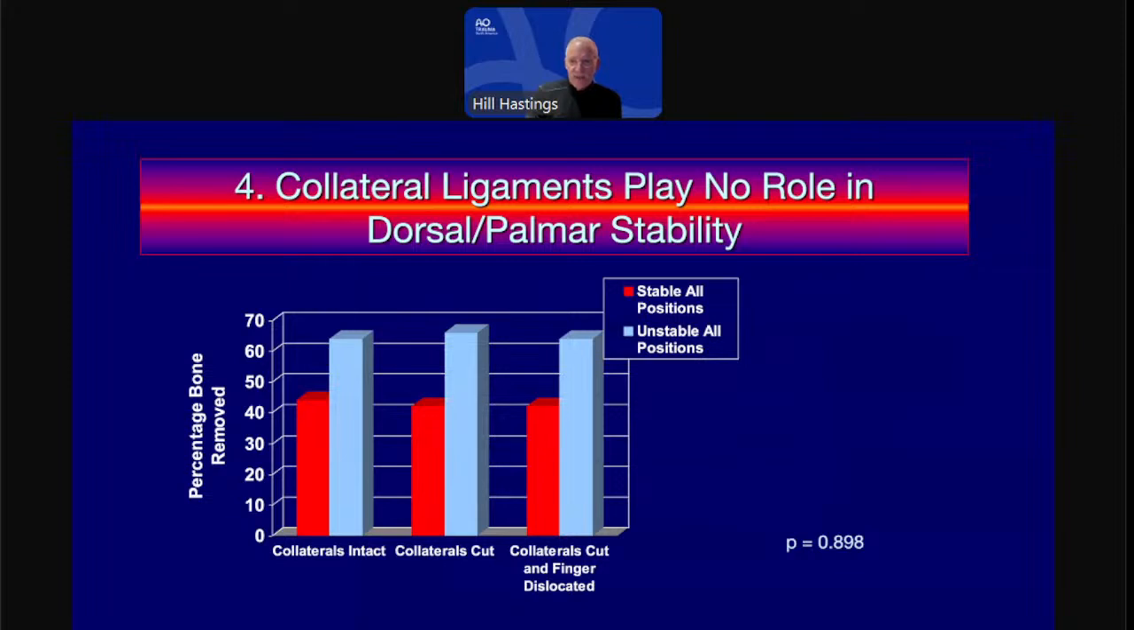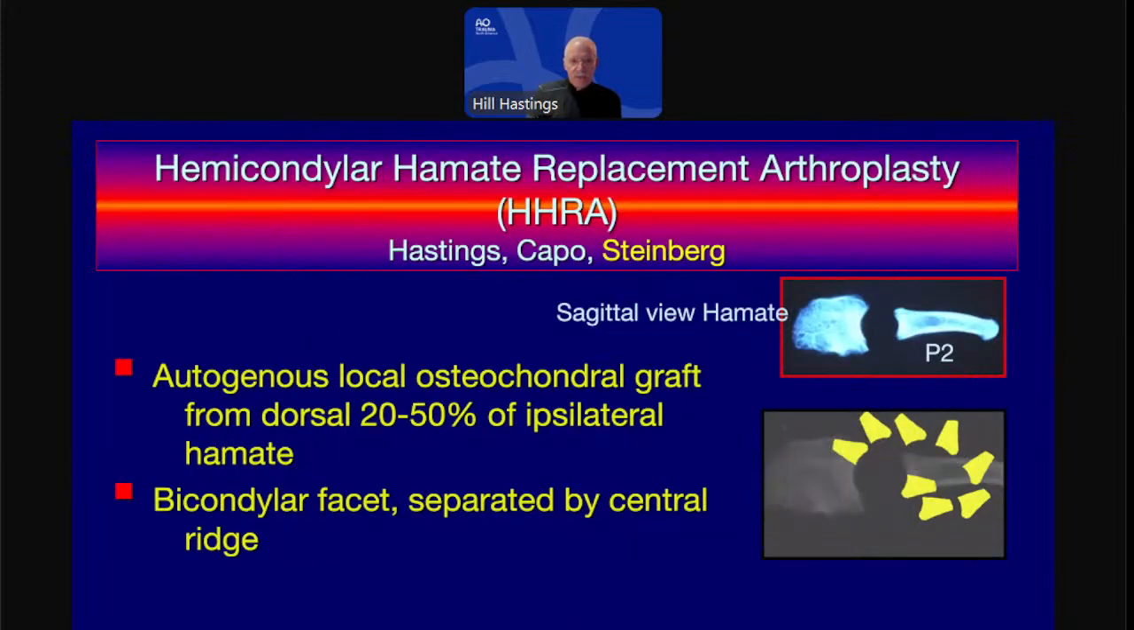Collaterals don't provide any dorsal volar stability. So with them intact, cut, or cut and the finger dislocated, they were equally stable or equally unstable. Bruce Steinberg was very instrumental in working out the details of the hamate in the lab with me, looking at taking the dorsal hamate and rotating it around into position.